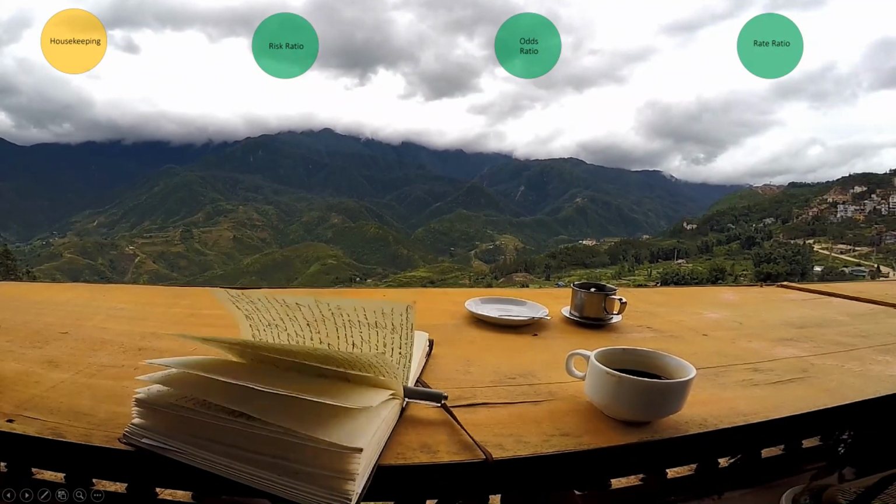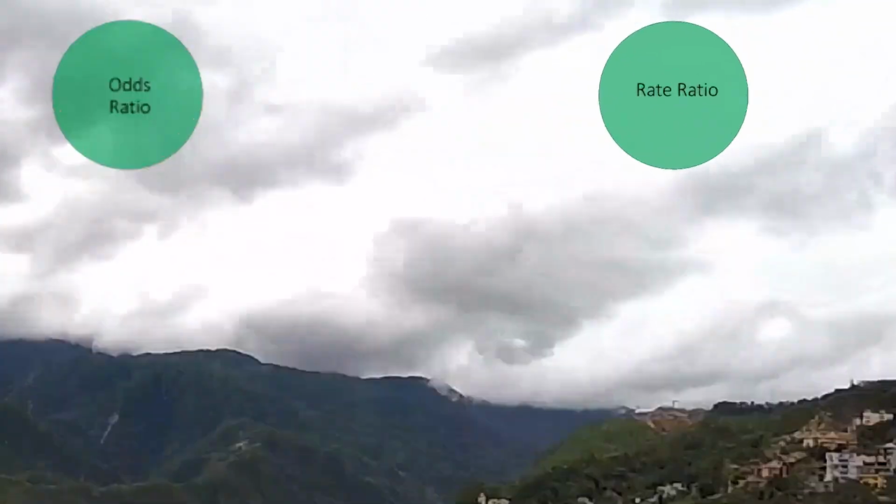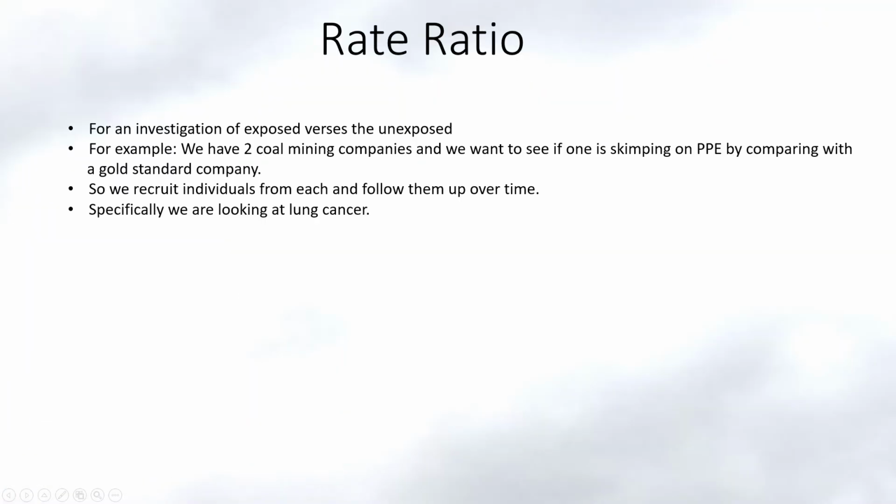Right then, rate ratios. Let's go into rate ratios. For this I've got a particular example. We've got an investigation of exposed versus unexposed. For example, we have 2 mining companies. We want to see if they're skimping out on the PPE, personal protective equipment, by comparing against a gold standard company. So we've got 3 companies overall that we're looking at. We recruit individuals from each and follow them up over time, and specifically we're looking at lung cancer.